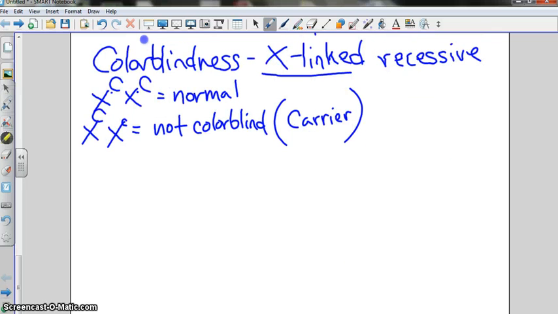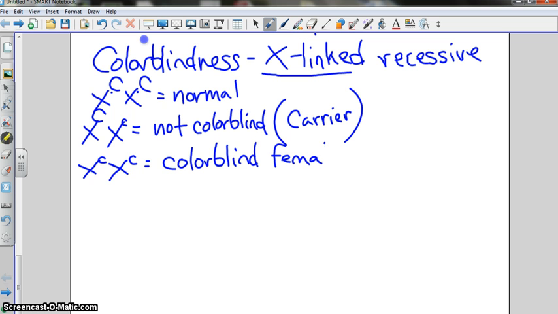And what's the third type of female we could have? Both lowercase. We could have homozygous recessive, and this would be a colorblind female. Does anybody know a girl that's colorblind? Yes. But everybody else that knows somebody colorblind is a guy, right? Well, we're about to see why.